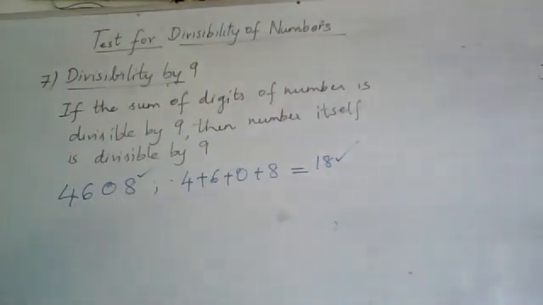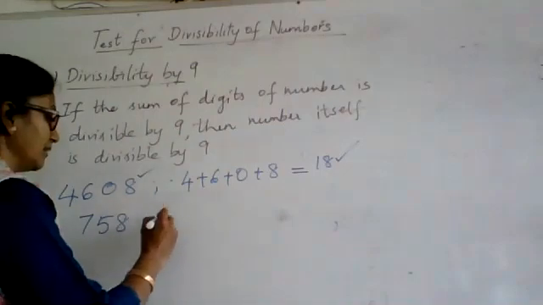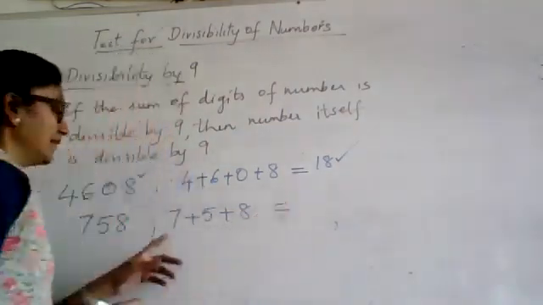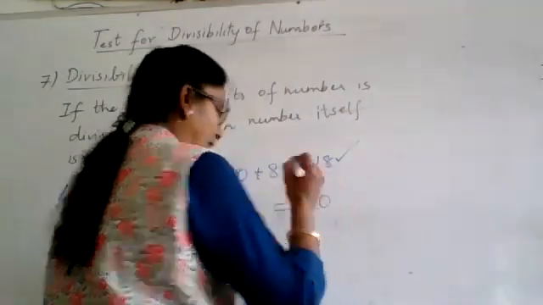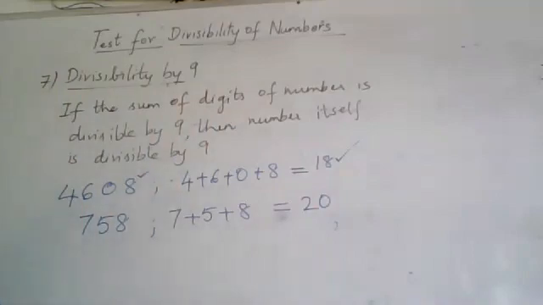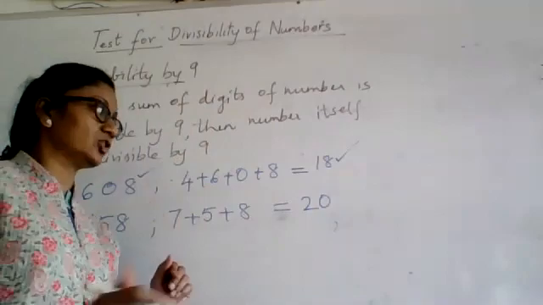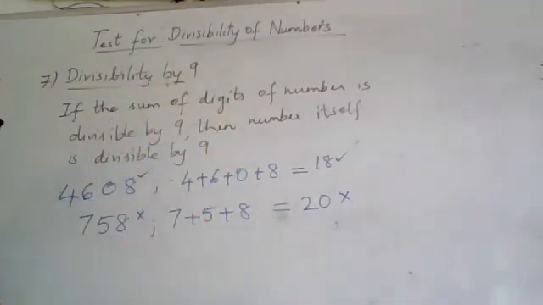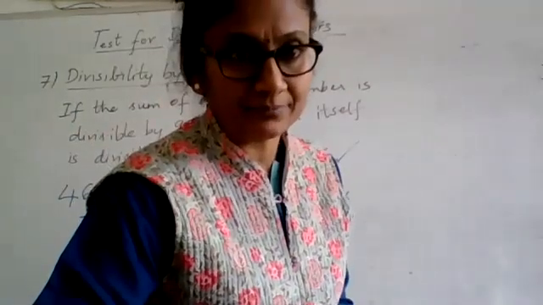So we will take up one more. Maybe we will take up a 3-digit number, 758. So the digits are 7, 5 and 8. So I add all of them. I get 7 plus 5, 12. 12 plus 8, 20. Is 20 there in the 9 tables? 9 ones are 9, 9 twos are 18, 9 threes are 27. So 20 is not divisible by 9. So what can I tell about this number 758? That is also not divisible by 9.